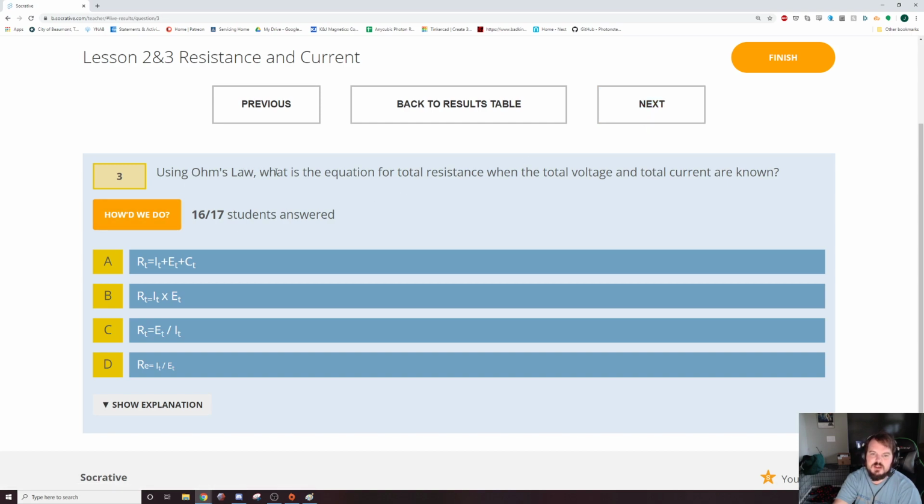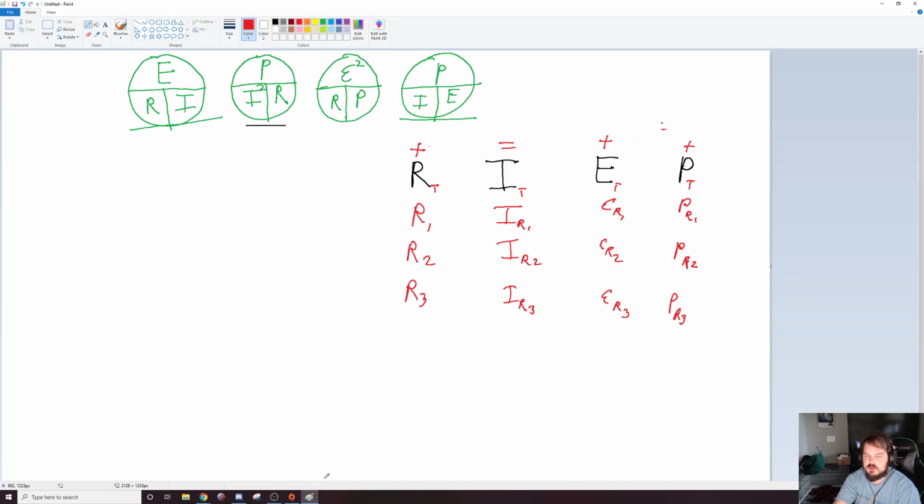Using Ohm's law, what is the equation for total resistance when the total voltage and total current are known? That will be, okay, voltage and current are known. So if you have I and E, how do you get R? Let's change to green. You have I and E. So let's say you have 5 and 10.